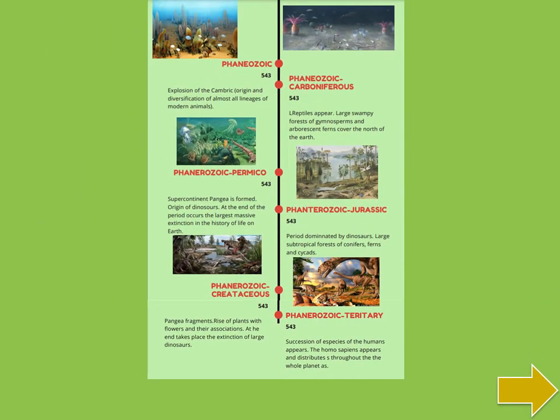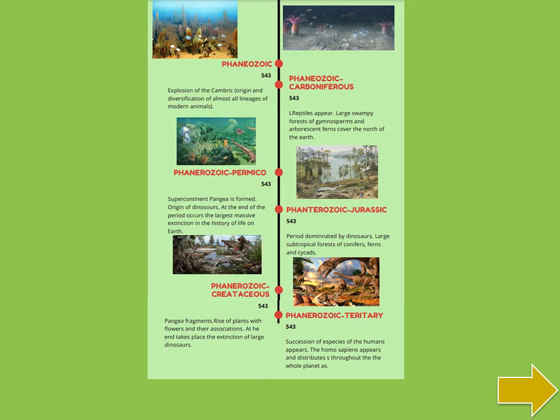The fourth is the Phanerozoic, and it's the explosion of the Cambrian. The Cambrian means origin and diversification of almost all lineages of modern animals. Modern animals start to appear, and basically everything on Earth is rising.